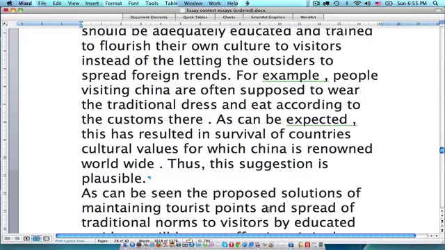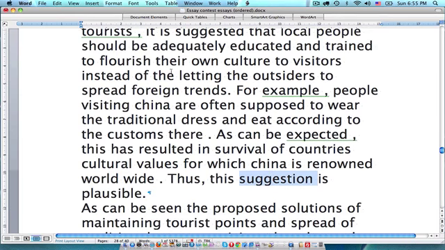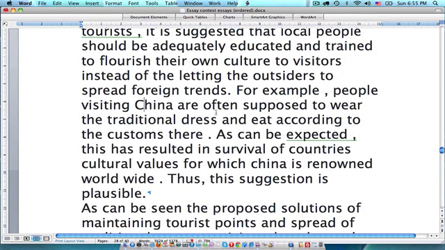Now, you have to be careful with your wording because here we have, you say, so thus this suggestion is plausible. That's fine, except for that you don't word it anywhere in here as if it's a suggestion. So, for example, people visiting China are often supposed to wear the traditional dress. Anyway, there's no language in here that makes it sound like it's a suggestion. So when you conclude it, this suggestion is plausible, it reads awkwardly. And please also don't forget that when you're talking about countries, you should be capitalizing them.